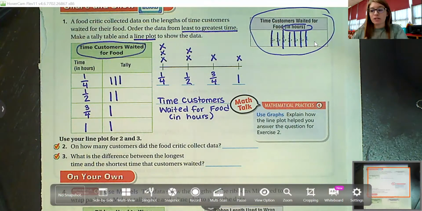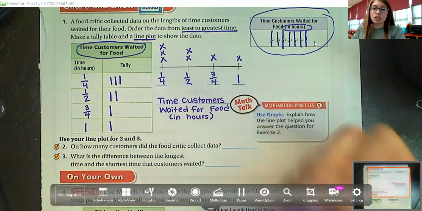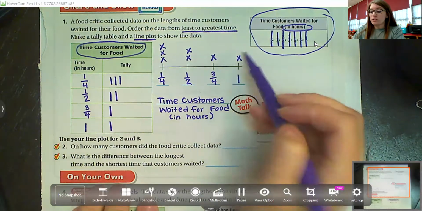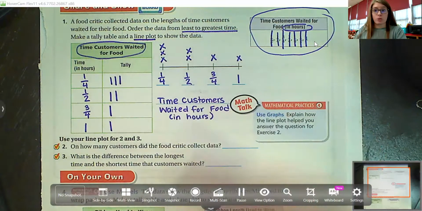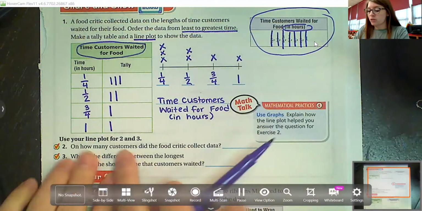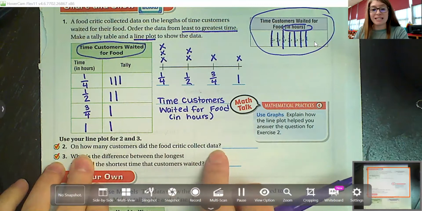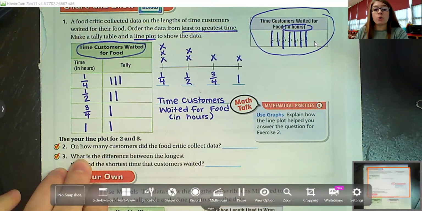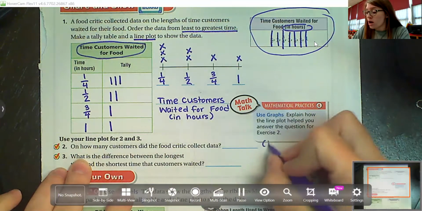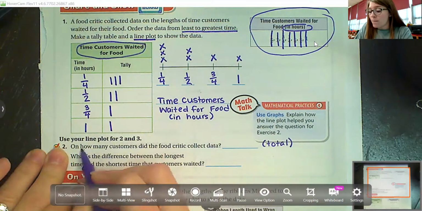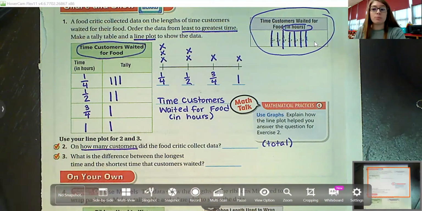So when we have data charts that are created like this, it's usually so that it is easier to answer questions about them because it is easier to see the data when it is all organized in this way. All right, so number 2, it says, on how many customers did the food critic collect data? So we are going to find the total amount of customers here. If we're looking for how many customers, we're going to be looking for the total that data was collected on.